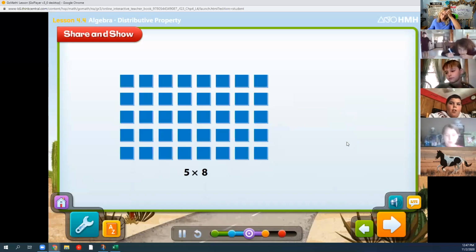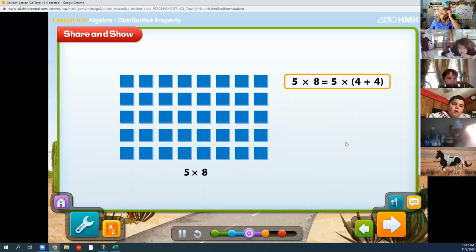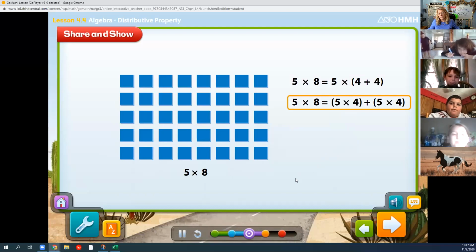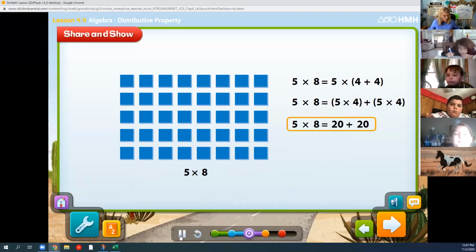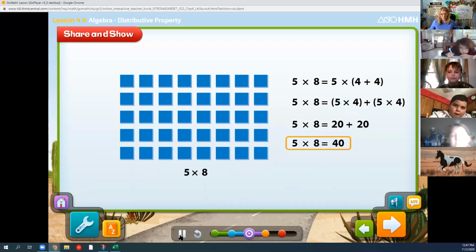Now here's how you can use the distributive property to complete the problem. Multiplying a sum by a number is the same as multiplying each addend by the number and then adding the products. So 5 times 8 equals 40.